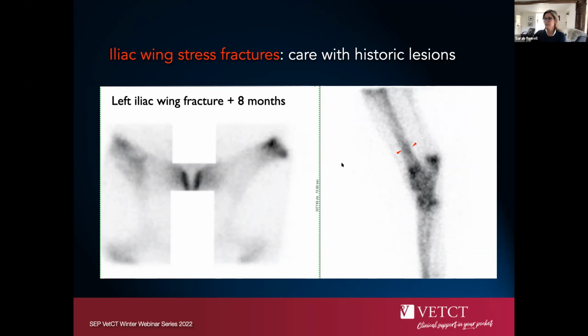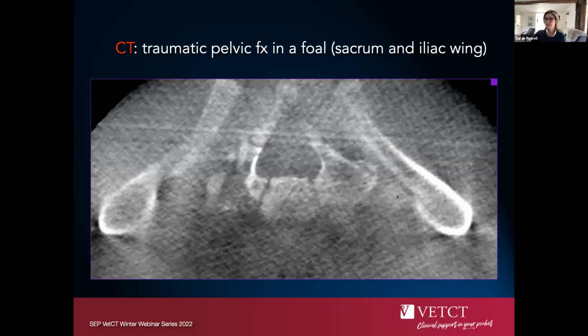So important if you do find something like this, and you're unsure, it's not uncommon just to screen the hind limbs as well to check that you aren't missing something else. So if you do have a positive pelvic bone scan, don't necessarily stop there. Have a quick look down below just to check there's nothing else that you need to know about. Traumatic iliac wing fractures do occur.